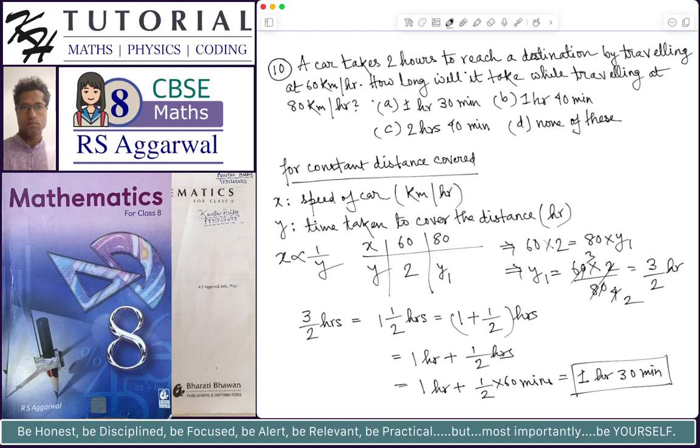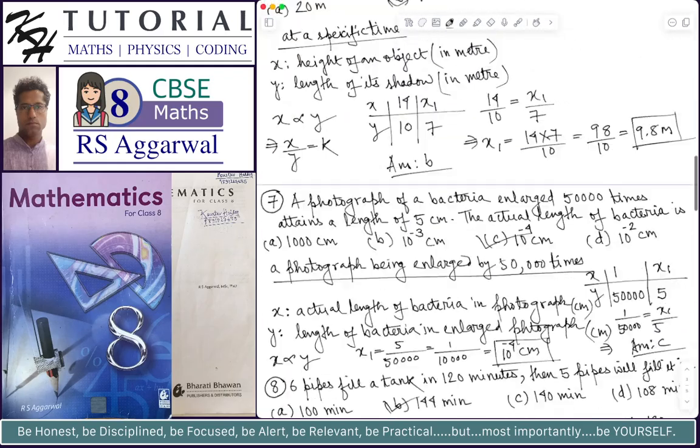So the answer is choice A. This brings to an end the solving of the multiple choice problems of exercise 12C from the textbook of author RS Aggarwal.